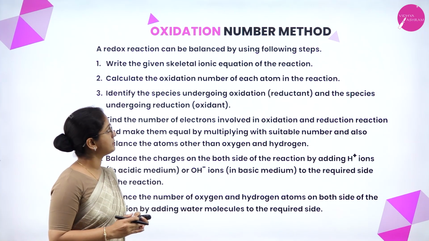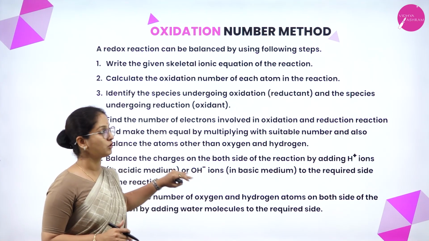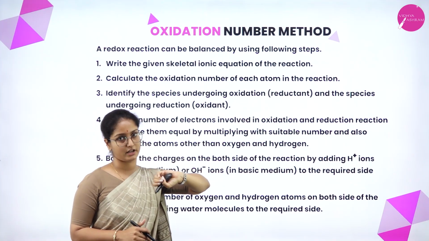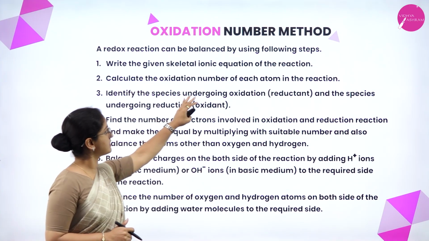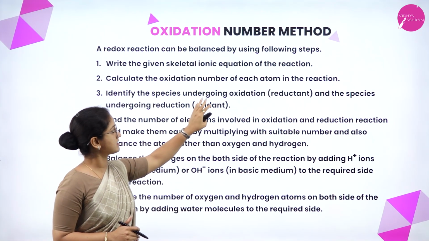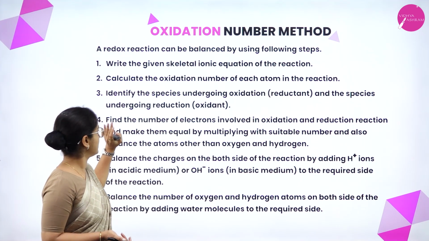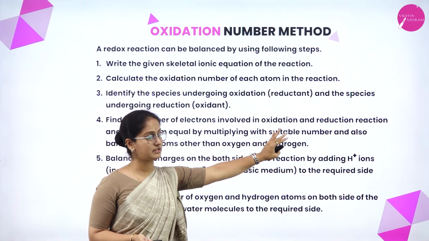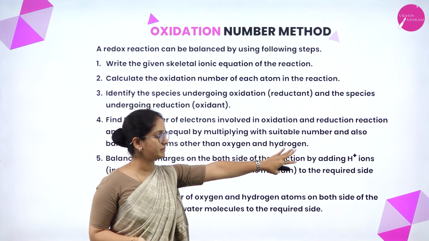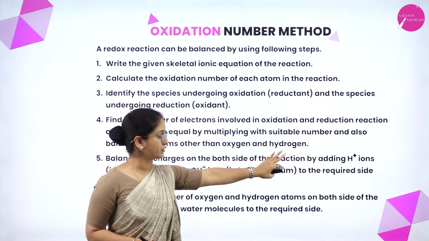A redox reaction can be balanced by using certain rules. So these are the rules to be followed. The first thing is write the given skeletal ionic equation of the reaction. Second thing is calculate the oxidation number of each atom in the reaction. Then identify the species that is undergoing oxidation and the species which is undergoing reduction. Find the number of electrons involved in oxidation and reduction reaction and make them equal by multiplying with suitable number, and also balance the atoms other than oxygen and hydrogen.